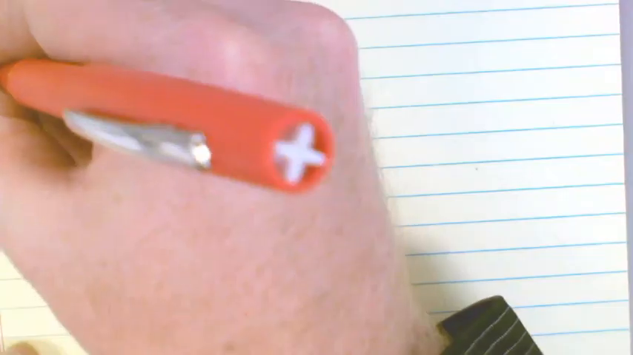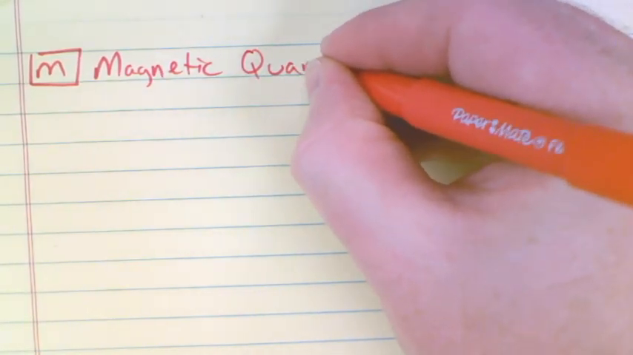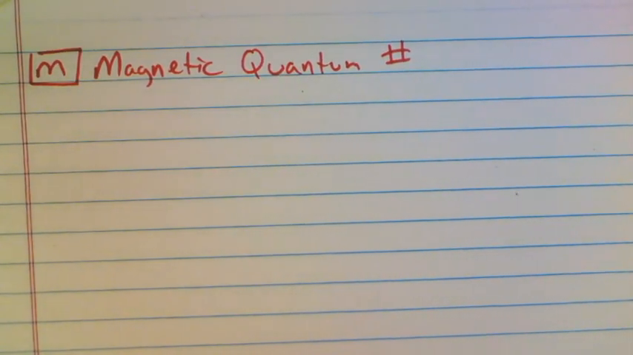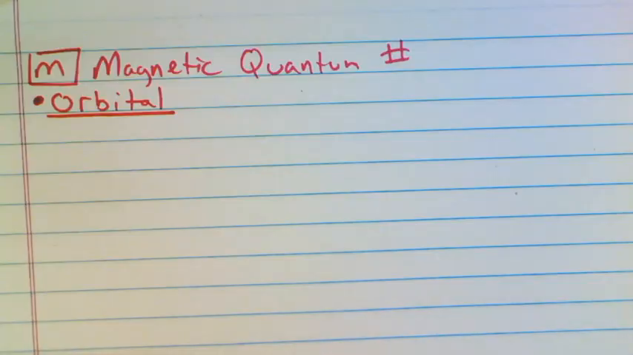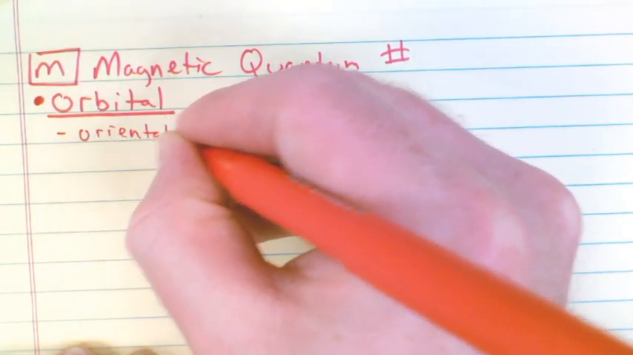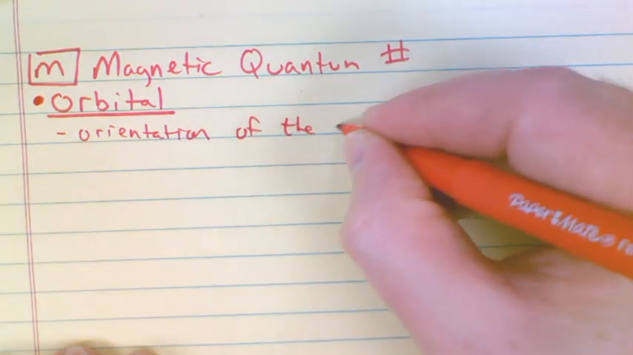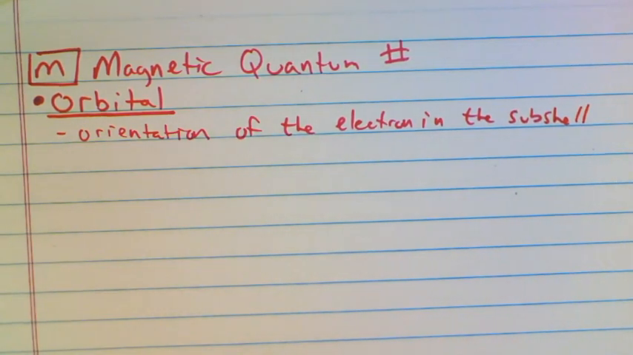Next value. M. This is called the magnetic quantum number. What I want you to remember about this is that these are called the orbitals. So we have shell, subshell, orbital. What these tell us is the orientation of the electron in the subshell. So where it's sitting inside that subshell.